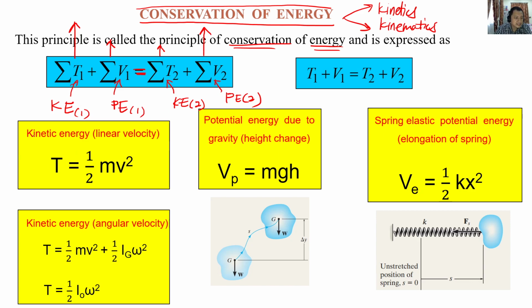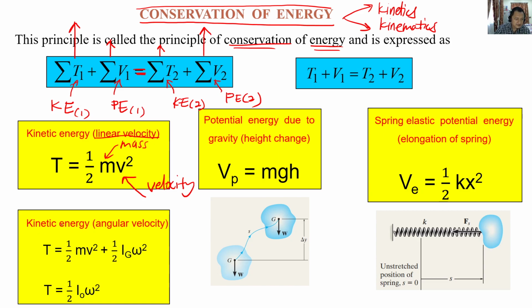So kinetic energy is something which is always related to velocity. If your object is moving at a certain speed, it definitely will have kinetic energy, which is half mass times velocity squared. This is for something which is moving linearly.